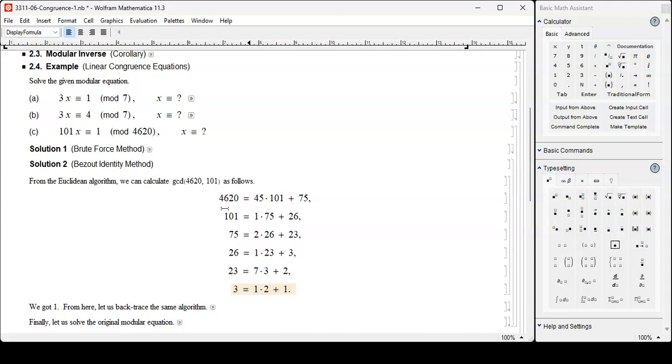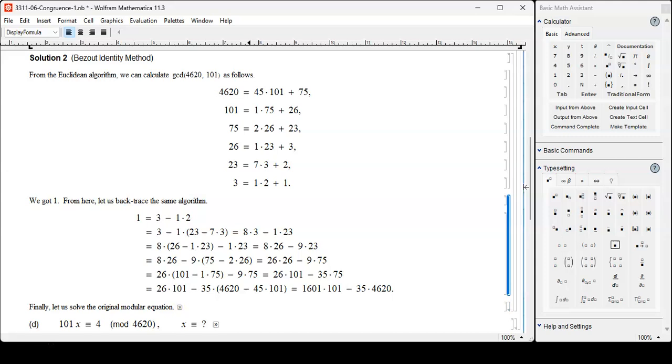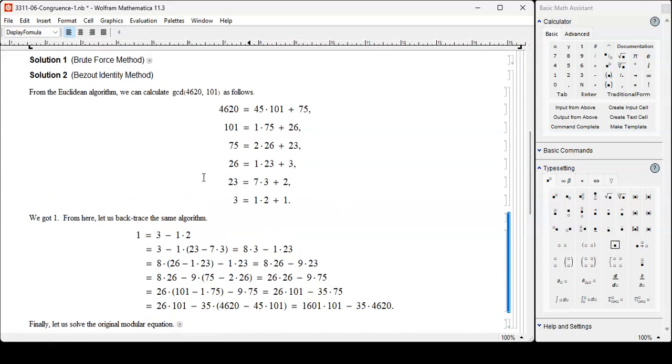So these two numbers, 4620, here m, and 101, are relatively prime. Of course, we knew that already because 101 is a prime number, but still, we had to go through this Euclidean algorithm because we want to find Bezout's linear combination expression. What we are going to do is to backtrace this Euclidean algorithm. 1, and flip this one over. 3 minus 1 times 2. That comes from the final line. Is that clear to you? Flip it over.